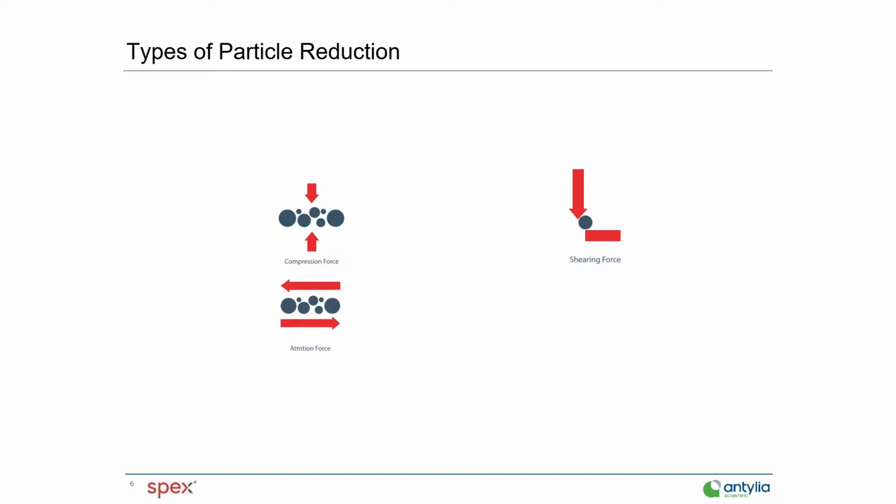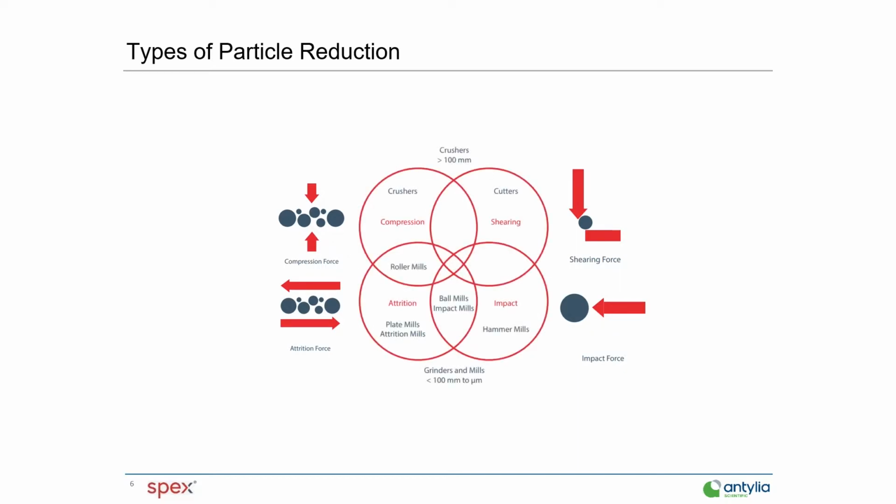You have attrition force. You have horizontal plates, the materials in between them, and they are crushed between the movement of the plates together. So that's kind of like a grinder. And then you have impact force, which is when the material is hit by a force like a hammer, so like a hammer force or a ball for a ball mill.